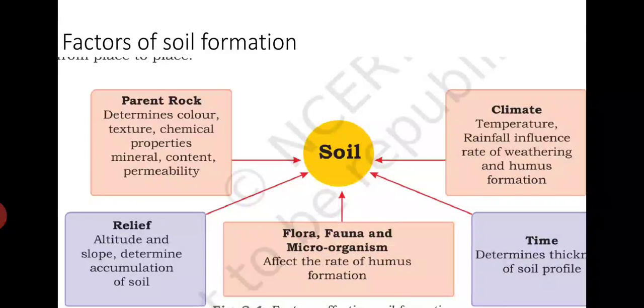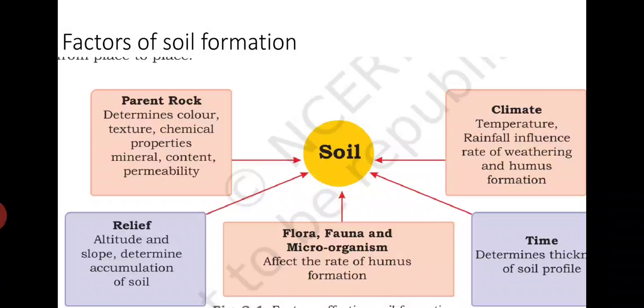Relief features, that is altitude and slope, determine the accumulation of soil. In the plain area, the thickness of soil is greater than in the mountain area, because in the mountain area the soil slides down the slopes. Because of that, in mountain areas the soil is not as thick as in the plain areas. Flora, fauna and microorganisms, because they provide important humus for the soil.